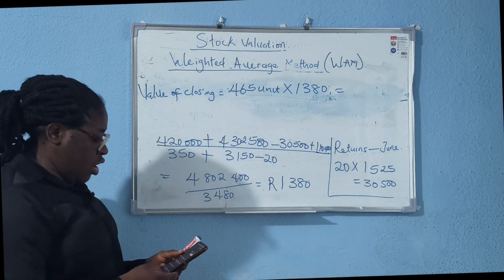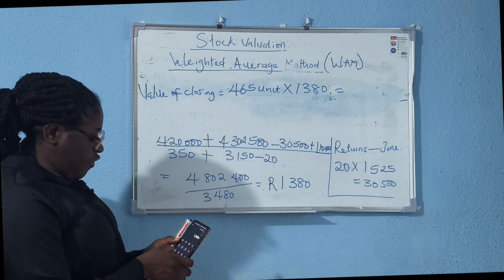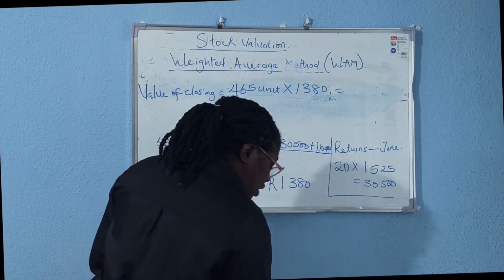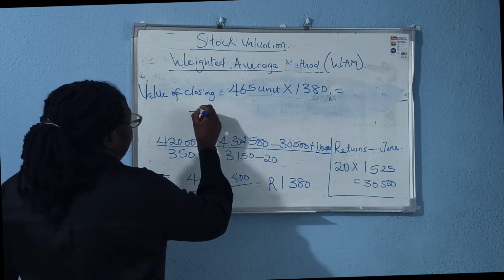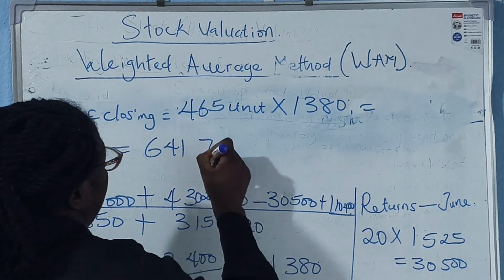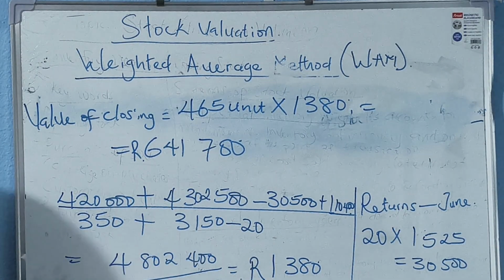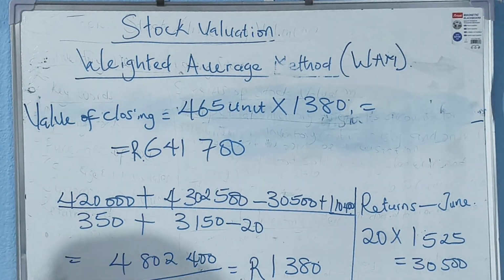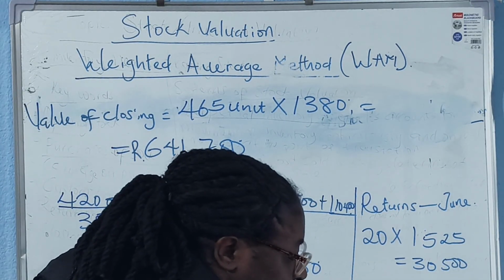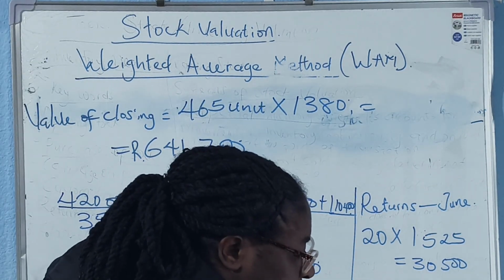So I'm going to say 1,380 times 465, and that gives me the value of 641,700, and that is the value of my closing stock using the weighted average method.